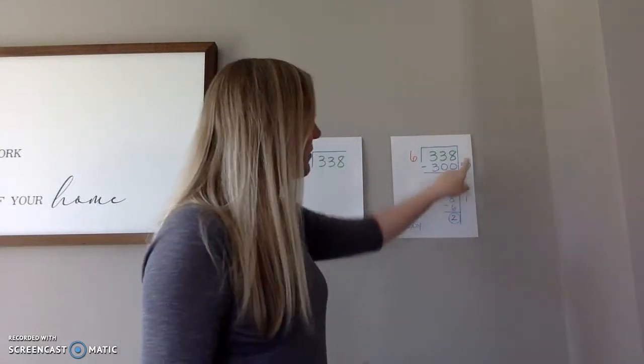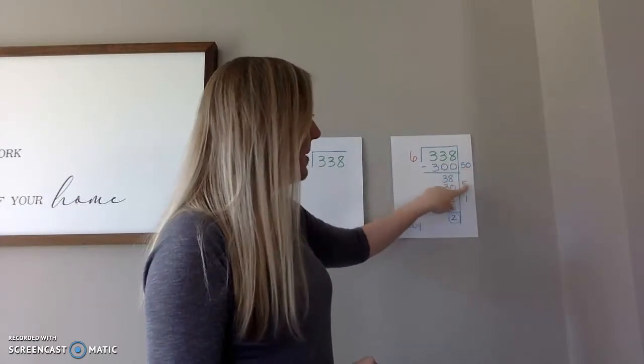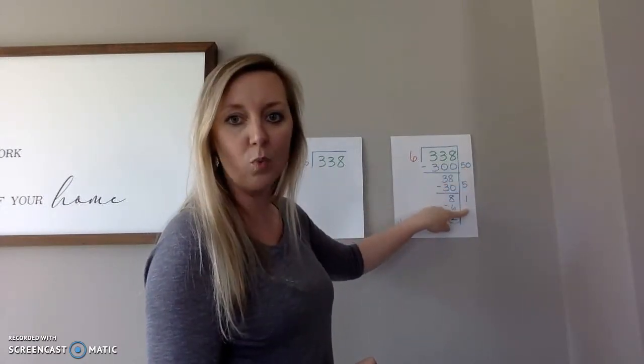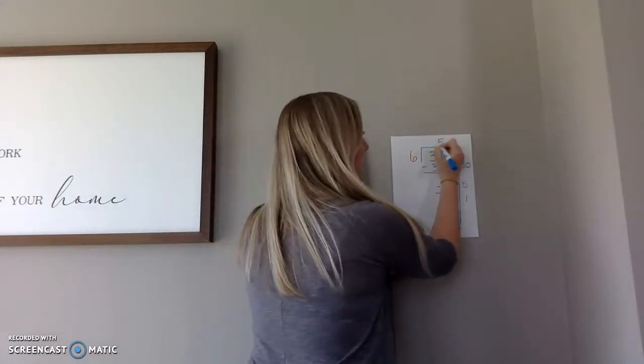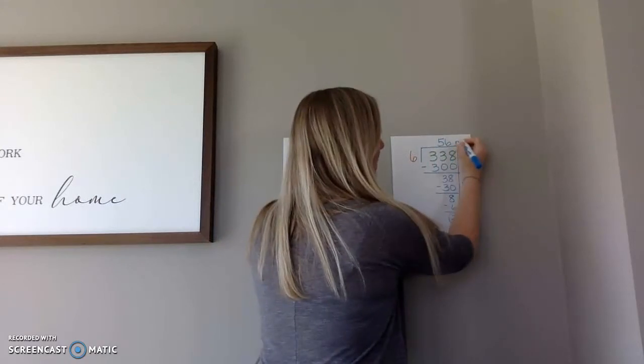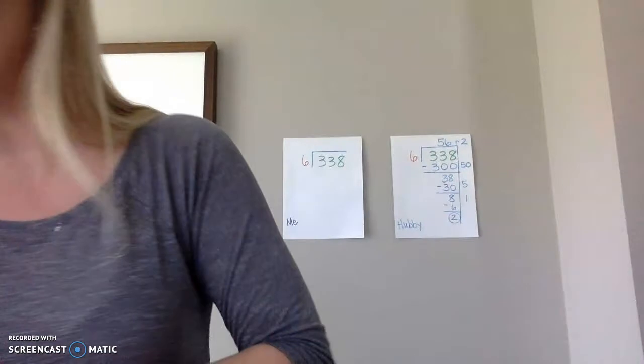Now to figure out the quotient, remember we have to add up all these groups of 6 we made. So we made 50 plus 5 is 55, plus 1 is 56. So his quotient was 56 with a remainder of 2. Okay? That was my husband's way of doing it.